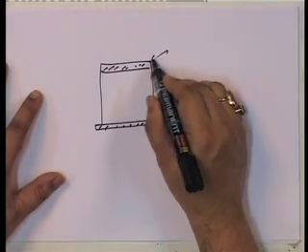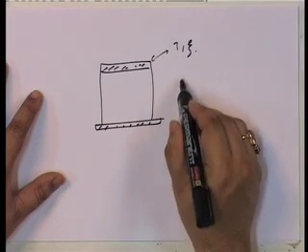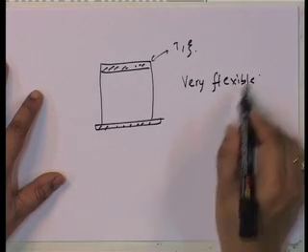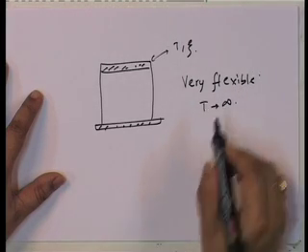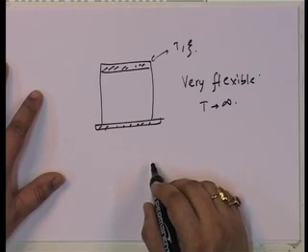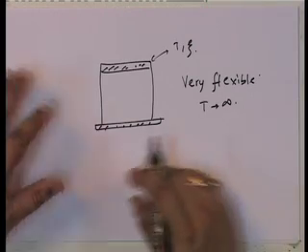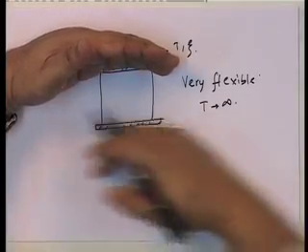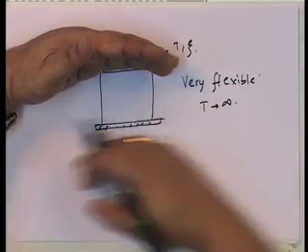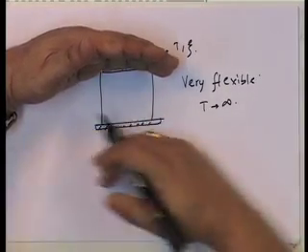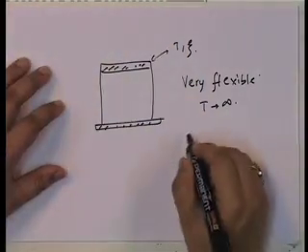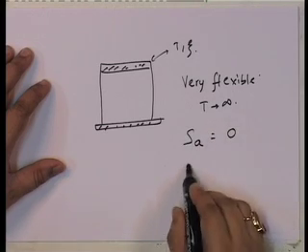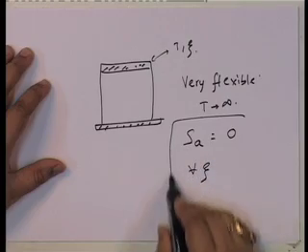Now, it is given by certain t and xi, and I say it is very flexible. Very flexible means t tends to infinity. Okay, very flexible, t tends to infinity. What happens here? When it is very flexible, this is moving, this is not moving, because none of this motion is getting transferred to the mass, and so therefore, what is S A equal to? S A equal to 0 for all xi.